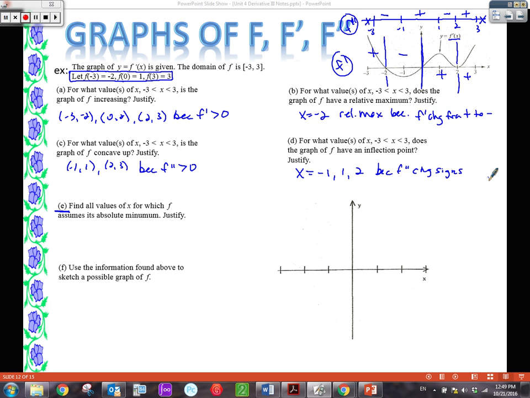Part E is really kind of the new part that we're going over today, and it's really probably the hardest part on here. So what I'm going to actually do is I'm going to skip to part F, and we're going to graph it first.